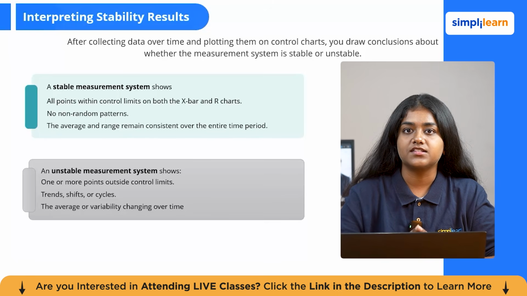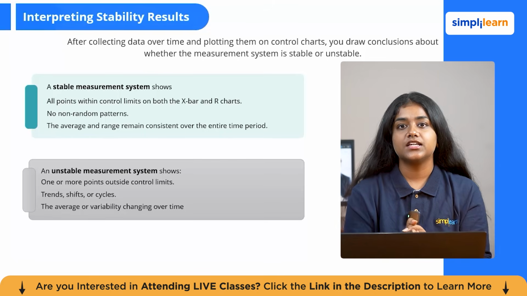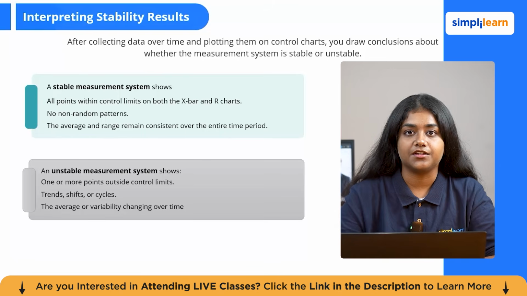Either condition means the measurement system may not be reliable, so action is required. An unstable measurement system should be investigated before using the data for important decisions. Possible actions include recalibration, repair, operator training, method review, fixture improvement, or environmental control. This means the measurement system cannot be trusted to give consistent data over time. You need to identify the cause of the instability and correct it before relying on the data from the system.